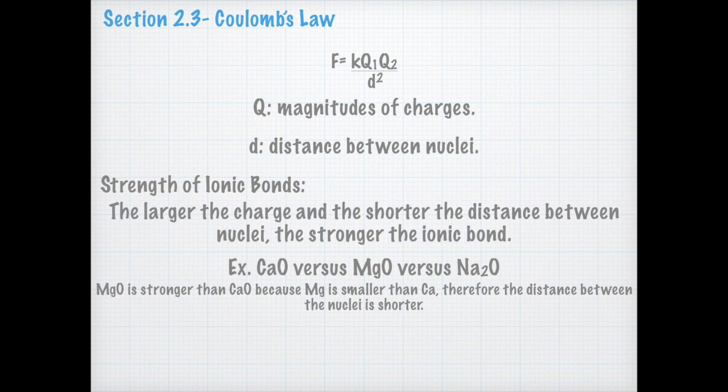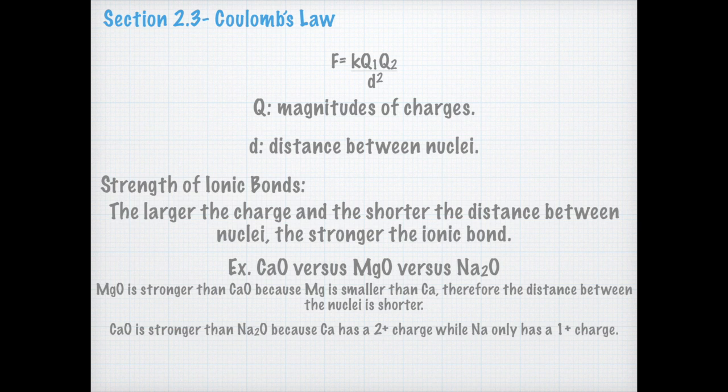Now if we compare calcium oxide and sodium oxide, the main difference between calcium oxide and sodium oxide is the fact that sodium only has a +1 charge. And so since its charge is less than that of calcium, which is 2, I know that the ionic bond between sodium and oxygen is going to be weaker than that between calcium and oxygen. And so as a result, if I were asked which would have a higher melting point, I know that calcium oxide would have a higher melting point because it has a stronger ionic bond.